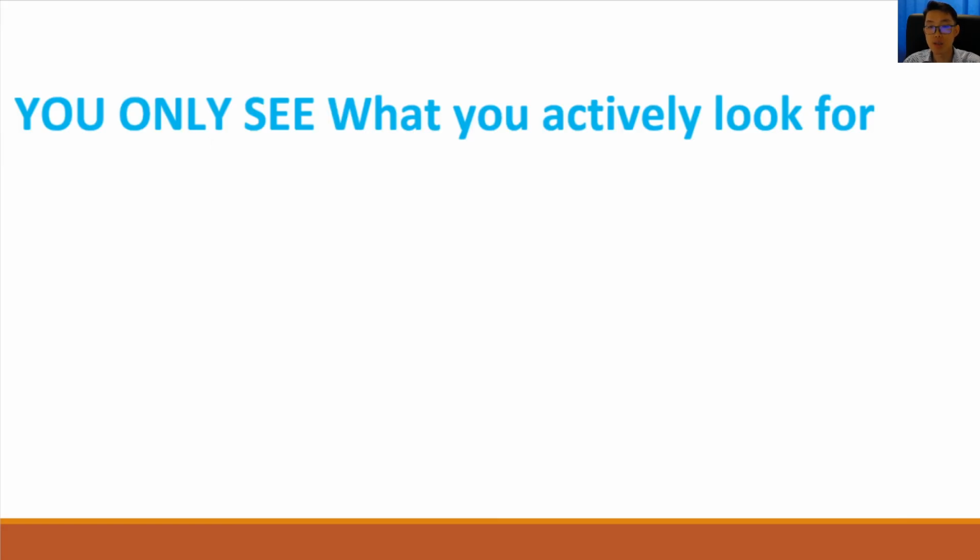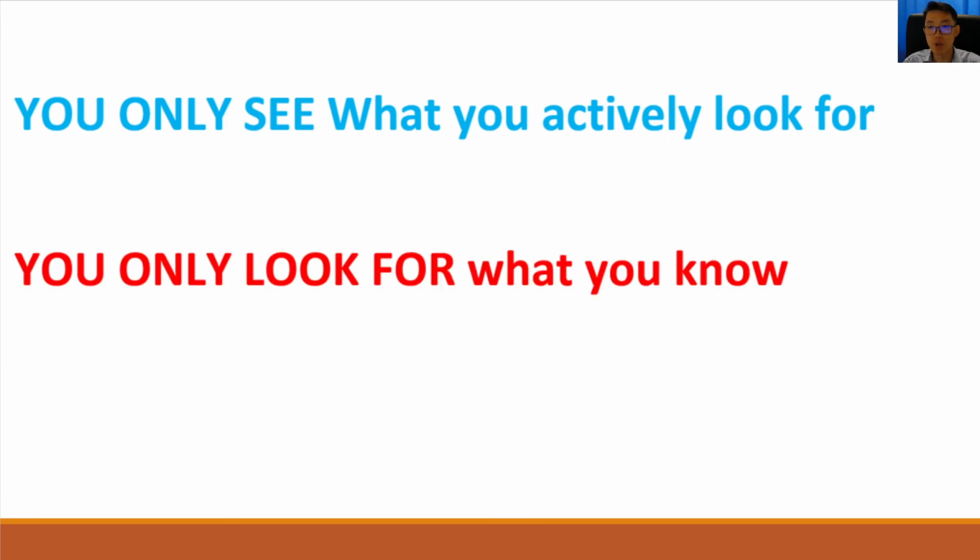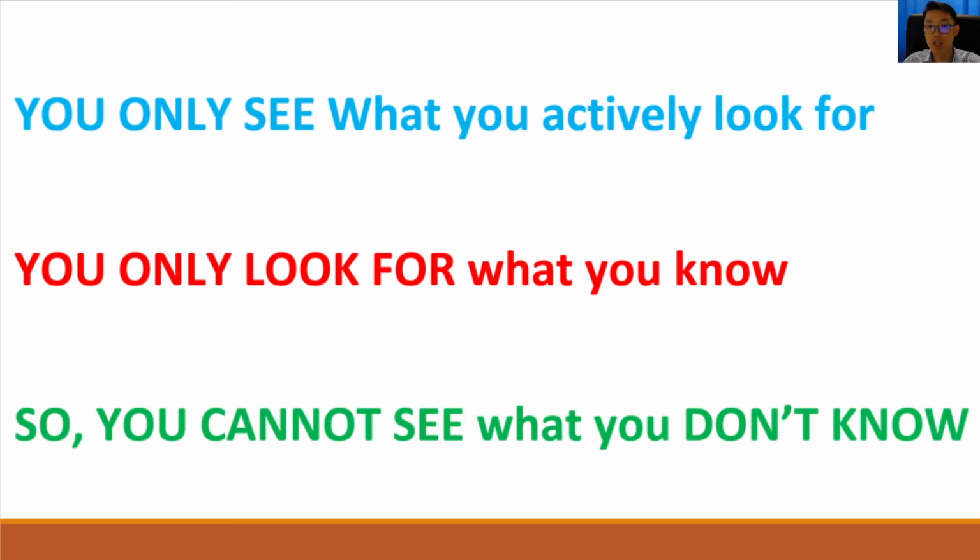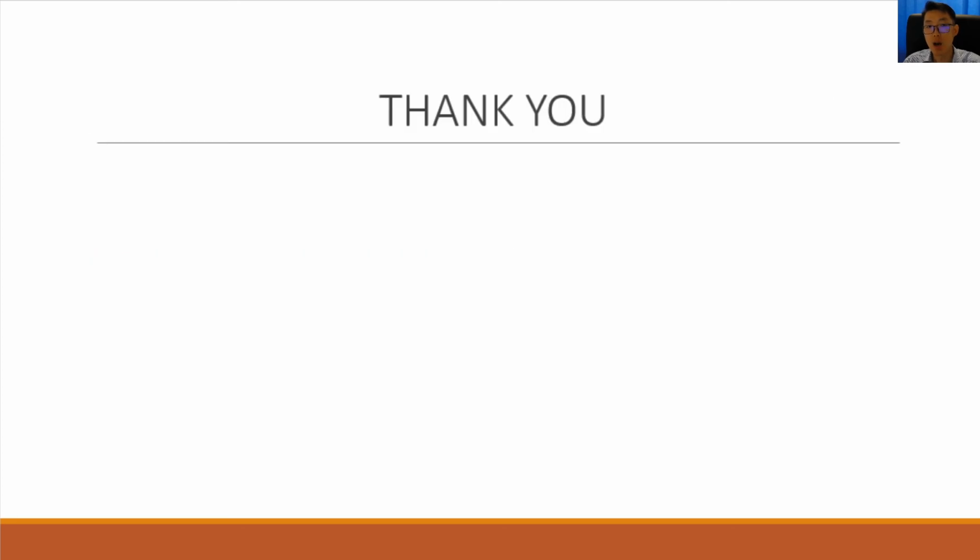So I'd like to take this opportunity to revise this concept again. We only see what we actively look for. We only look for what we know. Therefore, we cannot see what we don't know. So it is very important that we have a list of common and uncommon causes of jaundice when we see patients who present with jaundice, so that we can work through the list and find out the most likely cause for the patient.